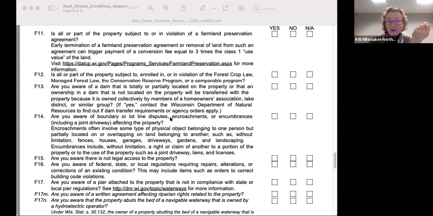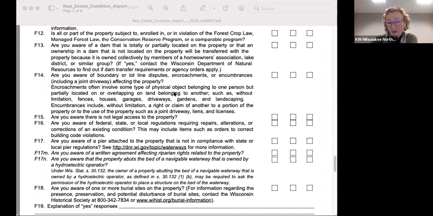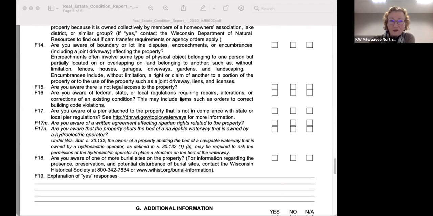But the seller isn't expected to know things that he may assume or he may have heard about, but doesn't actually know, doesn't have actual knowledge or been notified. And if he's reading this and he's not sure, I think it'd be a smart seller that would actually call the municipality and find out. Always better to disclose.